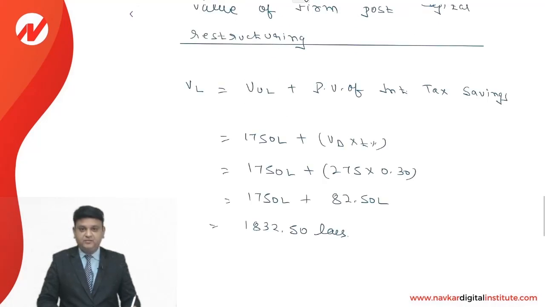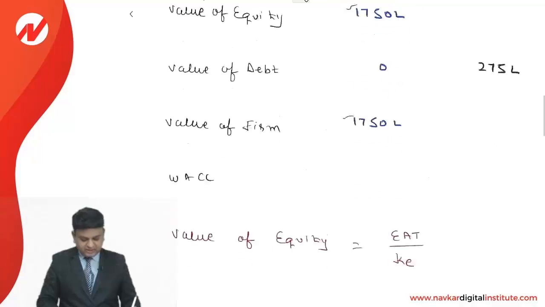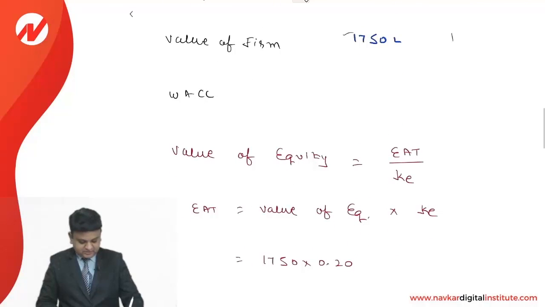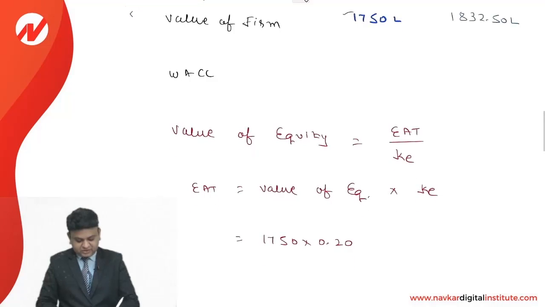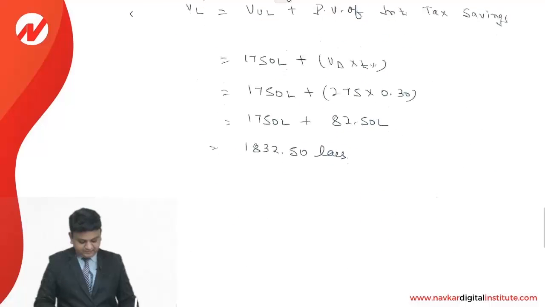This is the way the value of the levered firm can be calculated. So it is 1832.50 lakhs. Before capital restructuring, the weighted average cost of capital is of course 20%. That is equal to the cost of equity. Why? Because there is no debt financing.